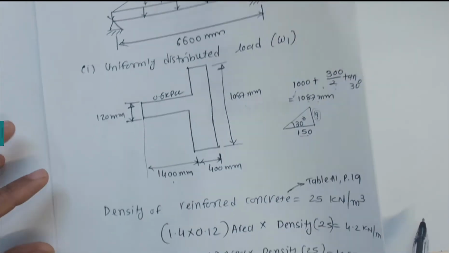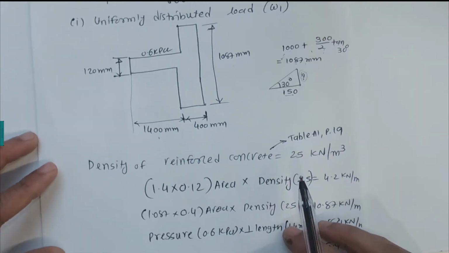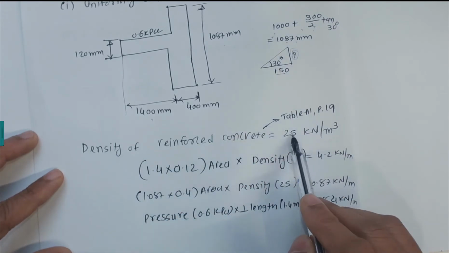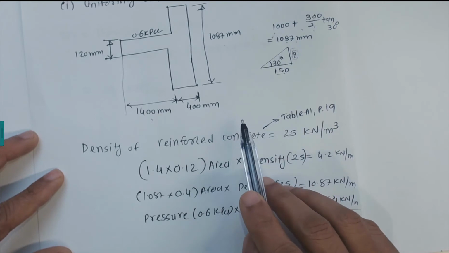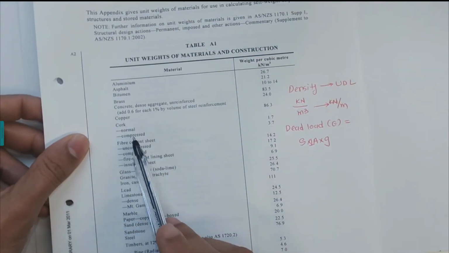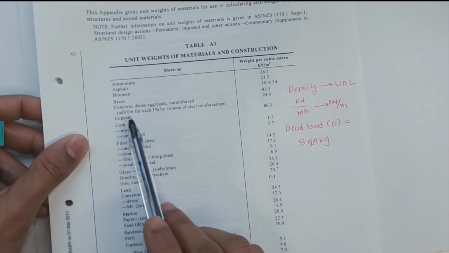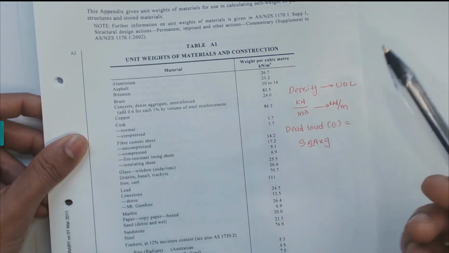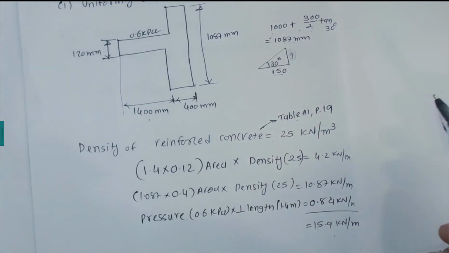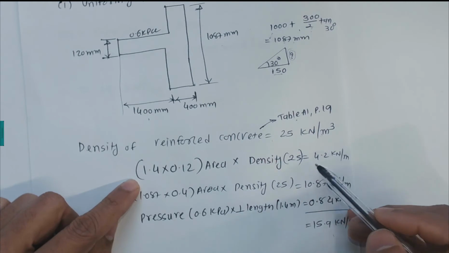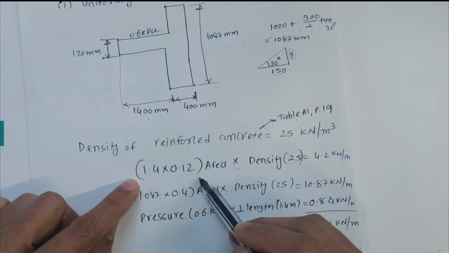Once we get this geometry, we can calculate the dead load. Now the density of the reinforced concrete is 25 kilonewton per meter cubed. It's given in the question. If it's not given in the question, we can check table A1, where we have concrete with 0.6 reinforcement. We have 24 and we need to add 0.6, so it's 25 kilonewton per meter cubed. So the equation to calculate the UDL is the density times the perpendicular area.